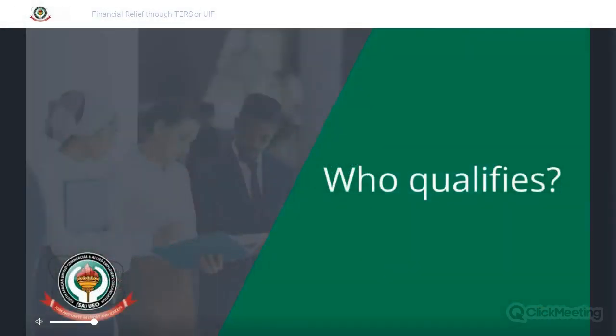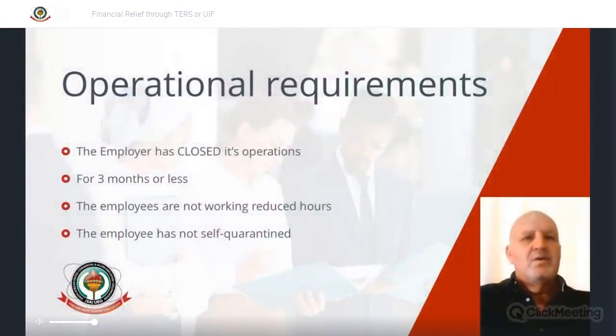So let's first of all look at who qualifies for this. If we look at the first category, we can call this the operational requirements category. And the first qualification would be the employer has closed its operations, which means it's in total lockdown and not operating at this present moment. It has to be for 3 months or less. And of course, at this stage, let's hope it won't be necessary to go beyond the 21 days as declared at the moment, the lockdown.